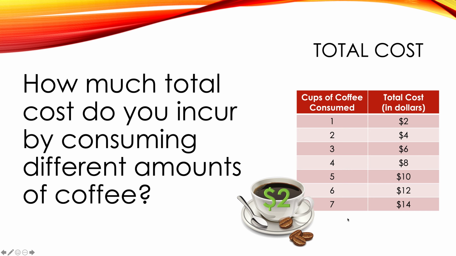But for now, let's look at total cost. Let's just talk about cost. How much total cost do you incur by consuming different amounts of coffee? And I made a little table right here. It's pretty easy to see. If coffee costs $2 a cup and you buy 1 cup of coffee, your total cost is $2. You buy 2 cups of coffee, your total cost of coffee is 4, and so on and so forth all the way down the table here. That is what we call total cost.